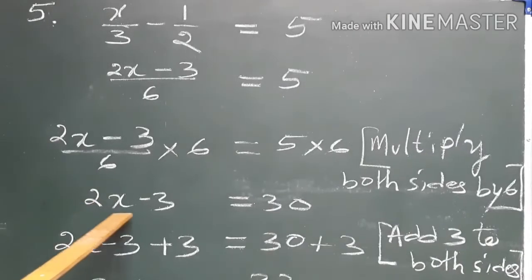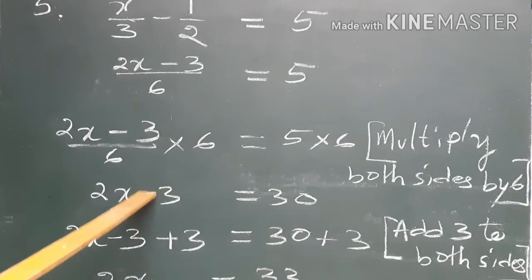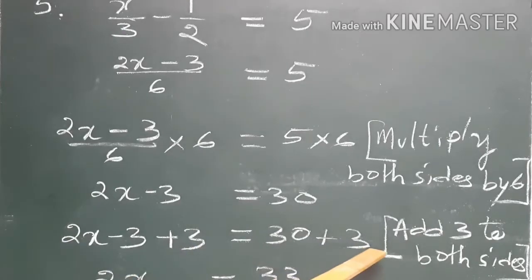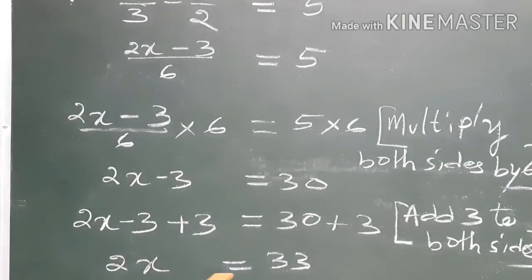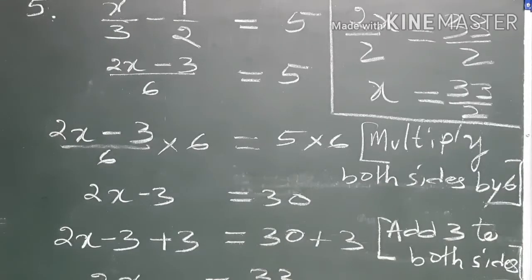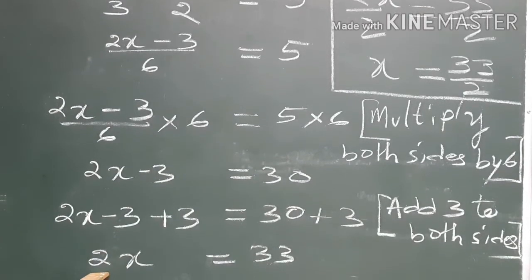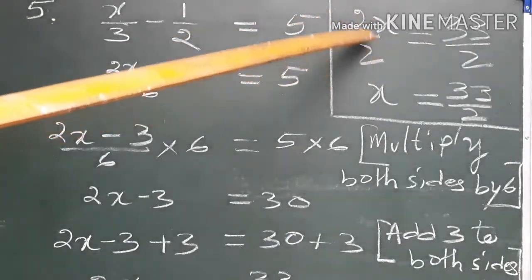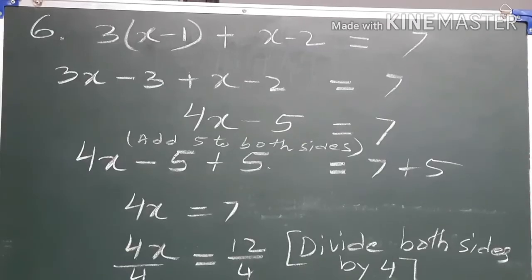We are left with 2x minus 3 is equal to 30. Now here minus 3 we have to remove, so we have to add 3 to both the sides, that is plus 3 and plus 3. Now this 3 and 3 will get cancelled, so we are left with 2x is equal to 33. Now we have to remove this 2. In order to remove 2, we have to divide both the sides by 2. So on dividing both the sides by 2, this 2 gets removed and we are left with x is equal to 33 by 2.